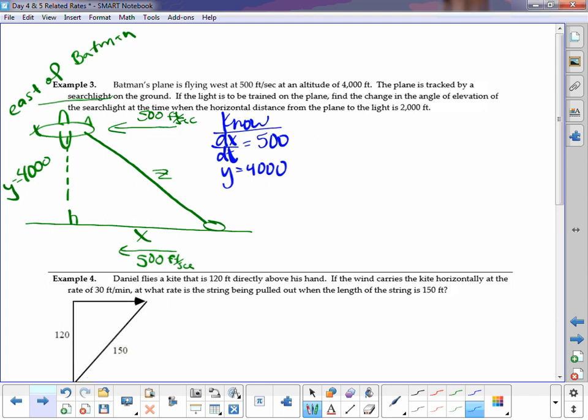Okay, so it's asking us for angle of elevation. We want to think which trig function is going to be most beneficial for us. Alright, so take a look at what we have. Which trig function should we use? I hear sine and tangent. Talk with your shoulder partner about which one you think it should be.